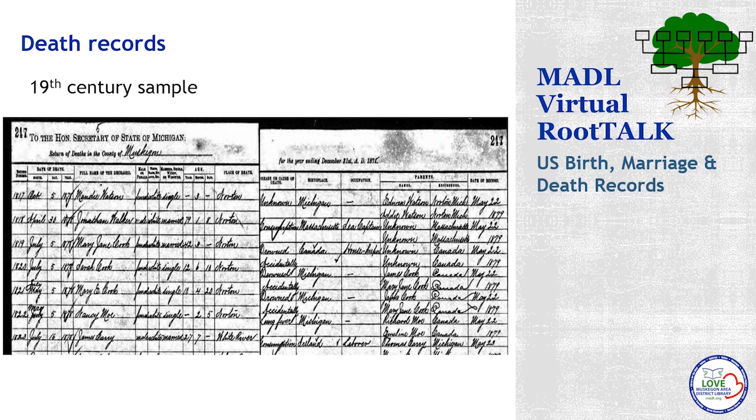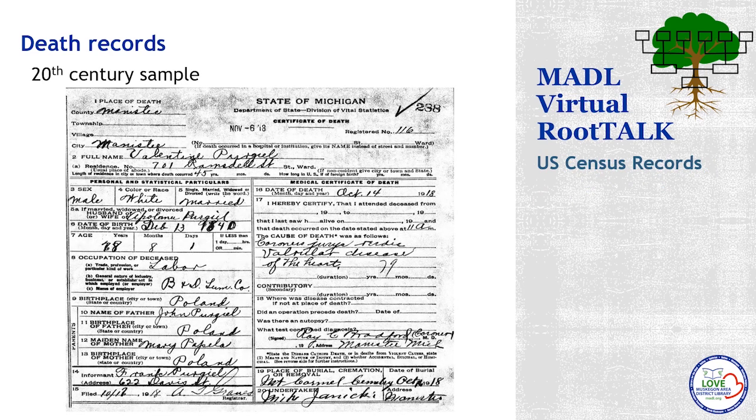So now we'll take a look at the Ancestry sample. Here is a death record for actually someone in my family. This person happens to be my husband's great-great-grandfather. So let's take a look at this record. Again, now we're into the standardized death certificate that came into play in the early 20th century, in the early 1900s, thanks to a push from the public health field.